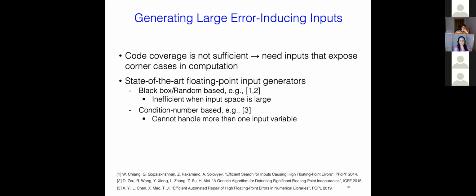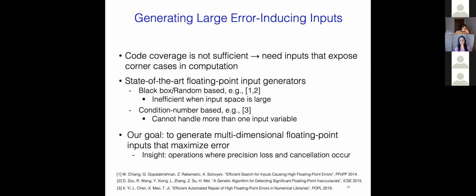Now, the state of the art uses various heuristics to search through the input space, but they are limited in efficiently exploring large search spaces or in the number of inputs that they can handle. So the goal of FPGen is to generate multidimensional floating point inputs, such as arrays and matrices, that maximize error. And the insight here is to identify the very few error-inducing inputs by exploring the operations where precision loss and cancellation may occur.